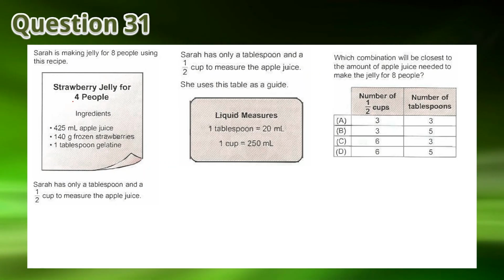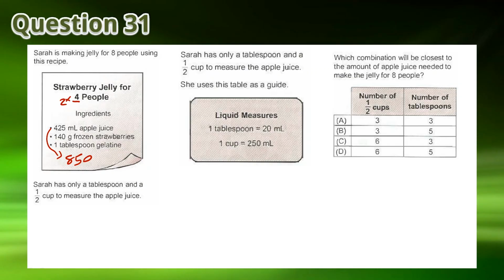The strawberry jelly recipe is made for 4 people. However, Sarah is making jelly for 8 people, so we must double the ratio. So we need 850 milliliters of apple juice. 1 tablespoon is equal to 20 milliliters.